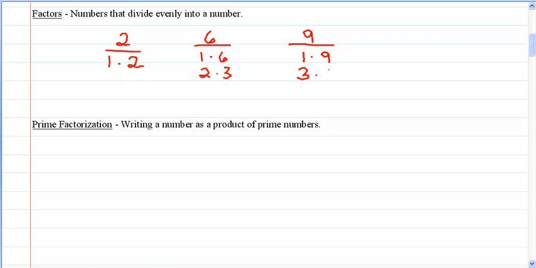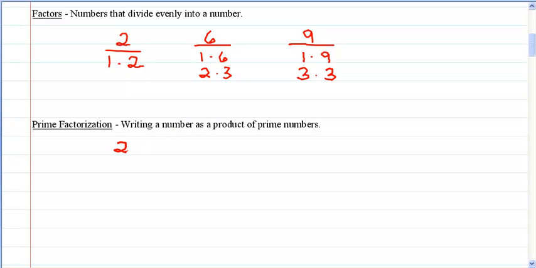the number 3. So when you're listing factors, always write the pairs of numbers that multiply together to give you the number that you're checking. This way, when you have a perfect square, you know that you can stop listing your factors if your number is very large. And the last definition is prime factorization, writing a number as a product of prime numbers.